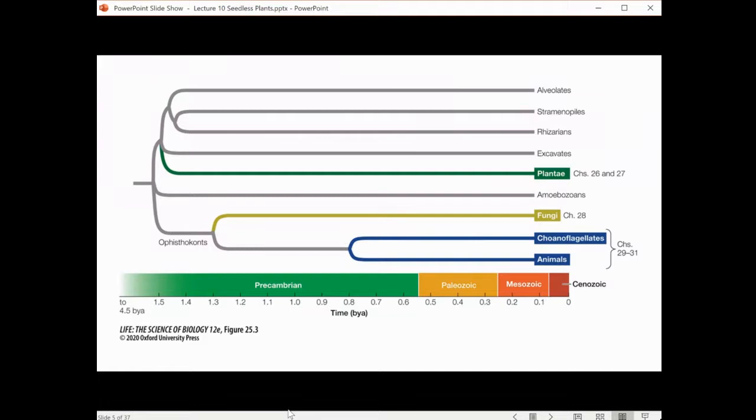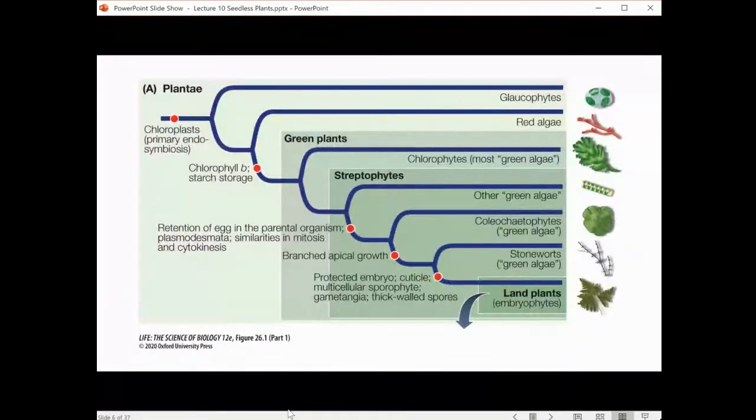And we talked about pretty much the gray branches last week. Today, we're going to start diving into this green branch, which is plantae, plants, all plants. We are not going to be talking about all plants today. We're going to be talking about seedless plants, okay? Plants is, again, a very big field, and we will need more than one lecture to cover it.